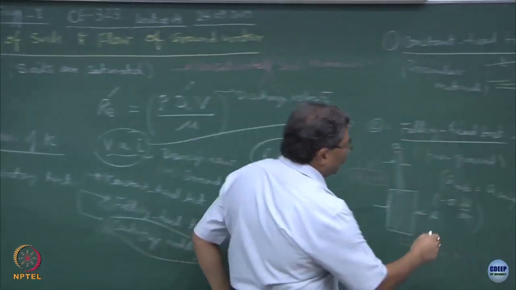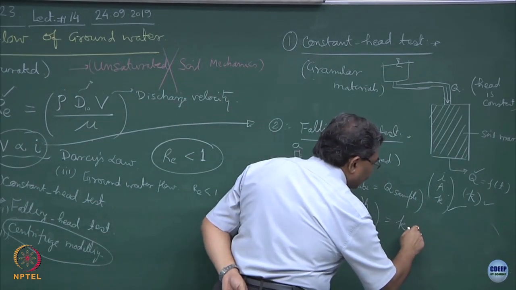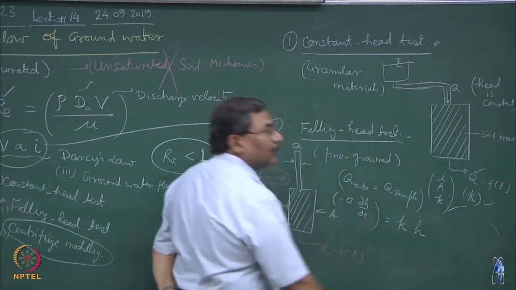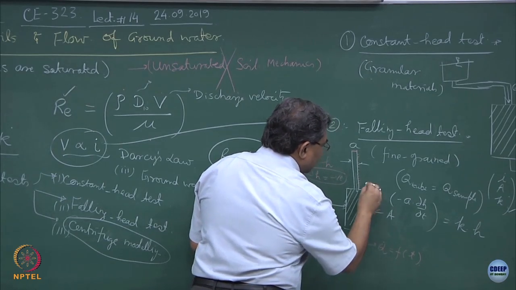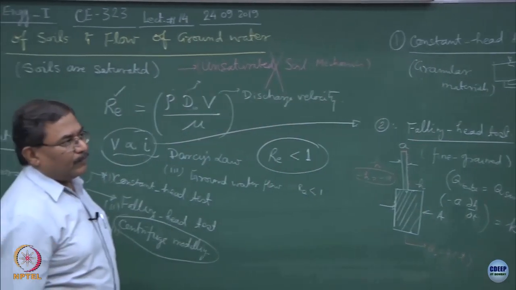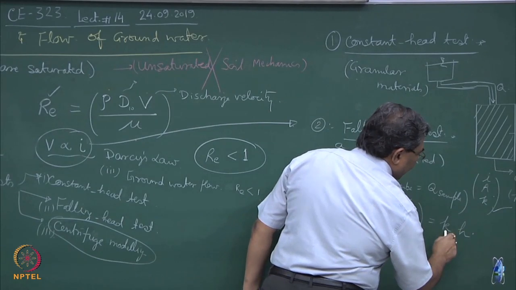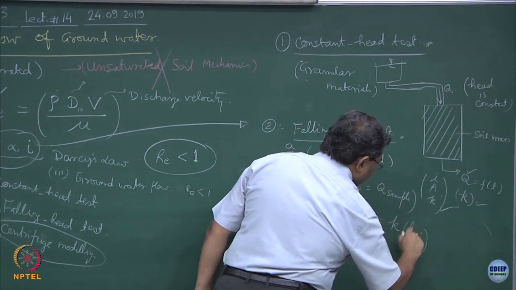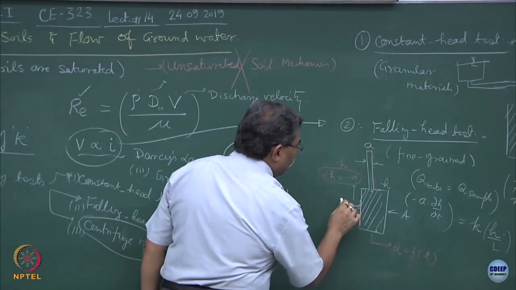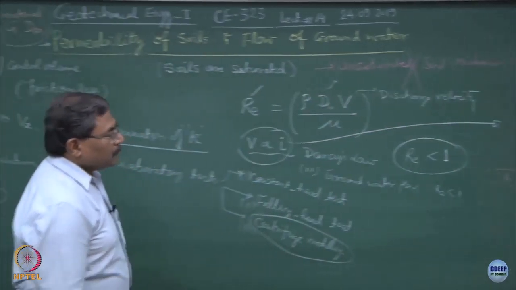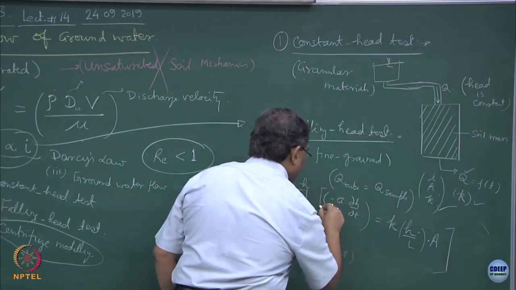So, this has to be equal to Q of sample, the permeability of the soil mass K, multiplied by I. What is causing I? H, the hydraulic gradient at a given time. What I am assuming is that the head difference across this point is H, though H is decreasing, and that is reflected over here, multiplied by K into H upon L. L is the length of the sample, the physical dimension of the sample. So, K into I into A, solve this expression and get the value of K.